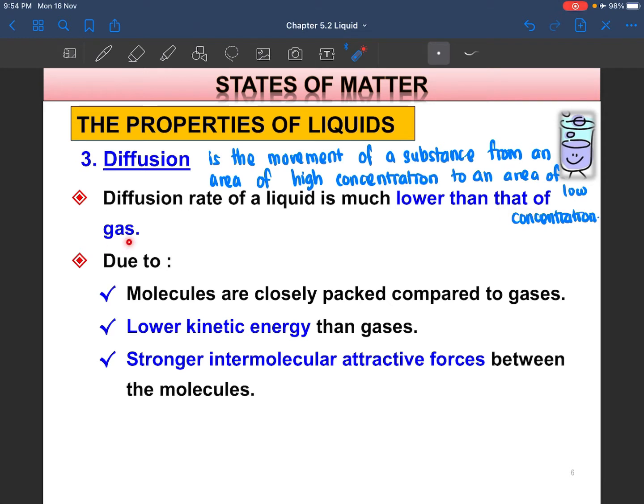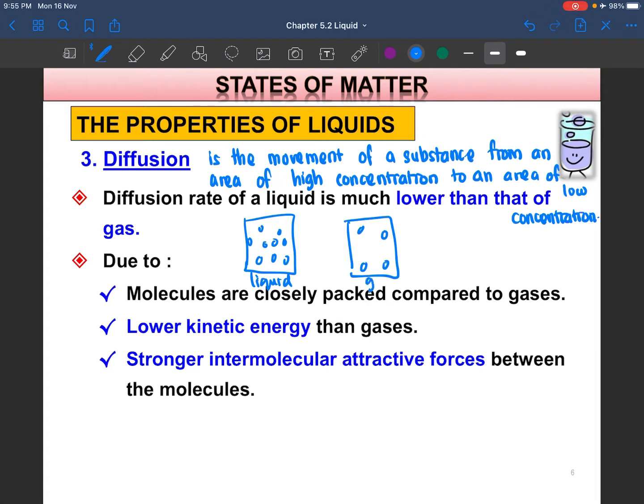And then if we compare the diffusion rate of gas and liquid, diffusion rate of liquid is much lower than that of gas. So why? Kenapa gas has a higher diffusion rate? Kenapa liquid low diffusion rate? Liquid sebab ada kaitan dengan partikel dia tu. Due to molecules being closely packed compared to gases. Ini yang drawing tadi lah kan. So kalau kita ada liquid, the particles are very close to each other. So this is liquid. Tapi kalau gas, the particles boleh duduk jauh-jauh.